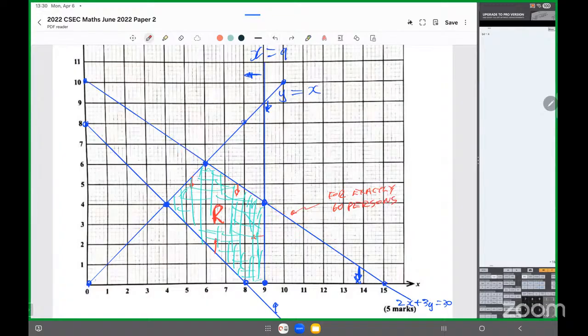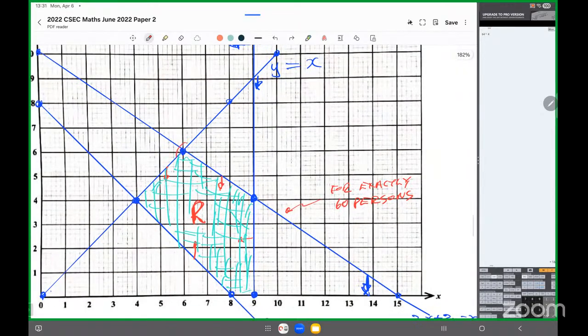When you're carrying fewer persons, you go below it, like in the shaded region, where you're carrying fewer than 60 persons. Remember, you can't carry 60 or less. If you're going to carry exactly 60, you're going to be on this line. And the 2 combinations that you can carry are the vertices. So let's call this vertex A. Let's call this vertex B.